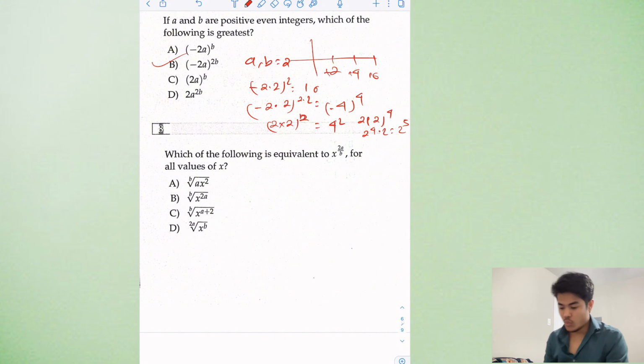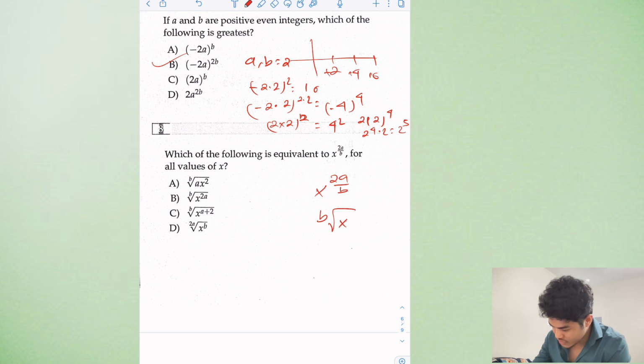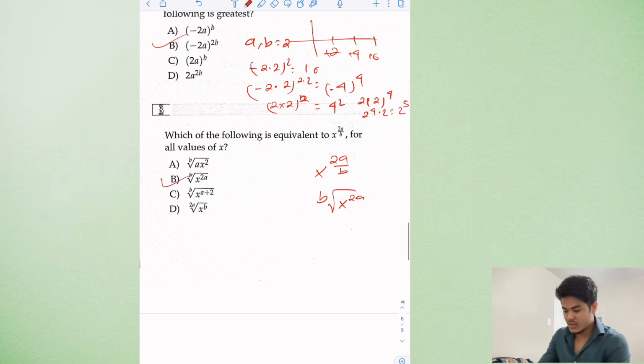Question number 8. Which of the following is equivalent to x raised to 2a over b? And we have to check its value. We know that x raised to 2a over b is nothing but the b-th root of x raised to 2a. All right, and we just need to find its equivalent, and it looks like it matches number B. So our final answer is number B.